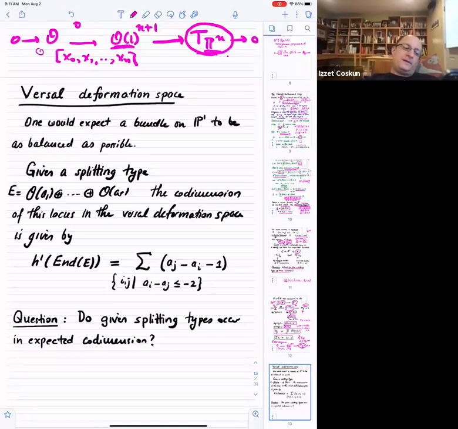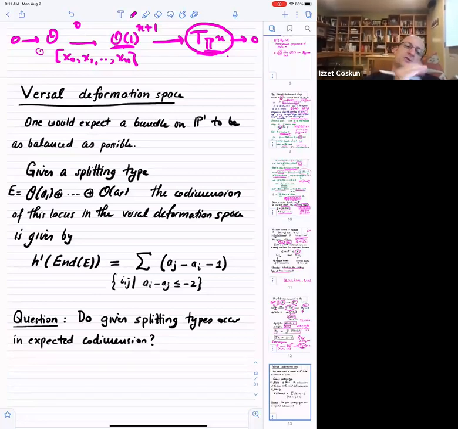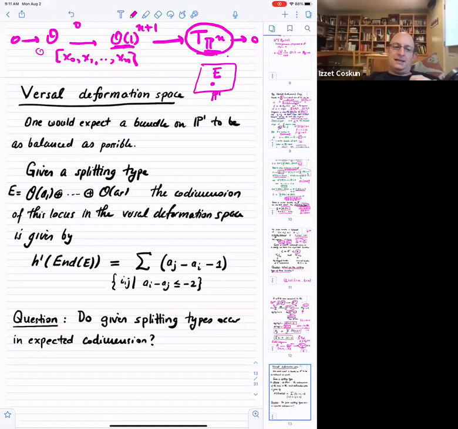There is a versal deformation space of the space of bundles. If you have a bundle on P1, then there's a versal deformation space. That means you look at the deformations of this bundle. And the question you can ask is, if you start with a bundle and deform it a little bit, what bundle is it likely to become?